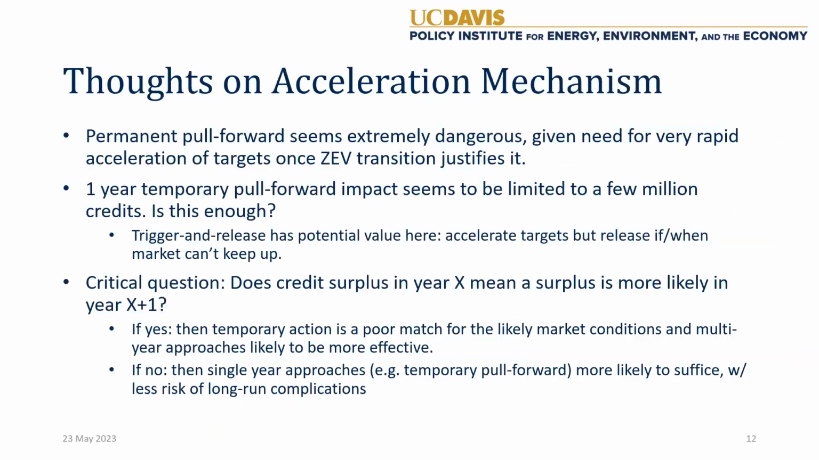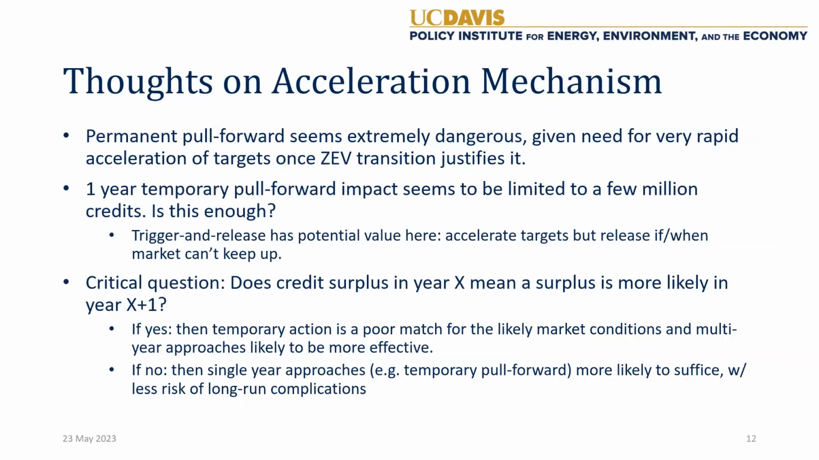Thanks. So, thoughts on the acceleration mechanism. I think the permanent pull forward seems really dangerous, again, because you're going to have these rapid target accelerations in the post-2030 timeframe. I realize we're only talking about setting a 2030 target right now, but the LCFS is going to be necessary to support the transition to carbon neutrality after 2030, and we have to consider the implications of anything we do right now on what the market's going to look like then.